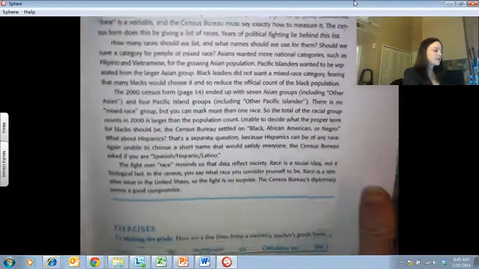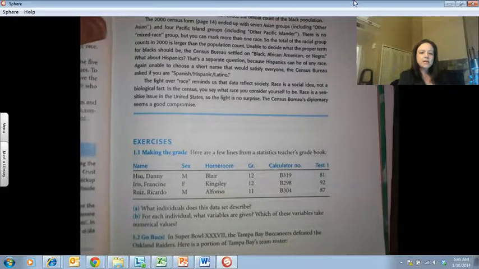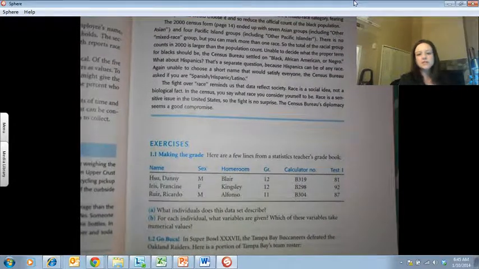Right now, what I want to do is go through some of the exercises at the end of 1.1, starting on page 7. Okay, so exercise 1.1 right here, making the grade. Here are a few lines from a statistics teacher's grade book, not my grade book, obviously. So we have name, sex, homeroom, grade, calculator number, and test number 1. It looks like they're scores for test number 1. Question A says, what individuals does this data describe? Which of these column headers are the individuals that we're trying to describe?